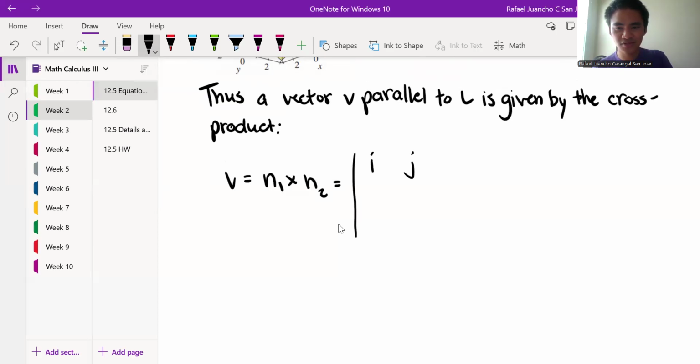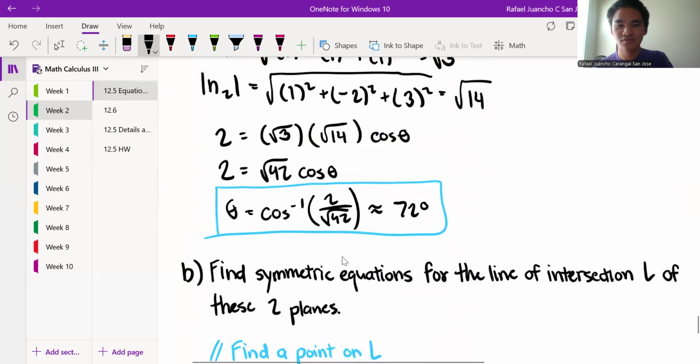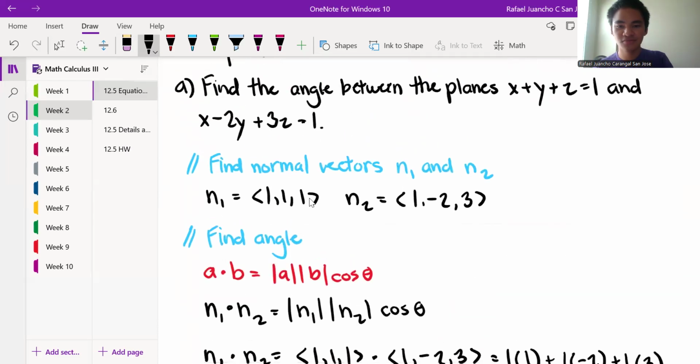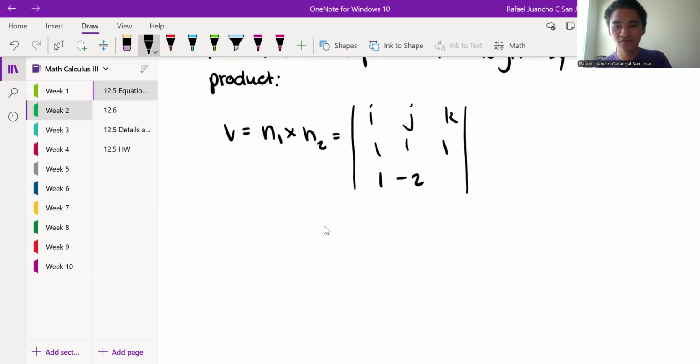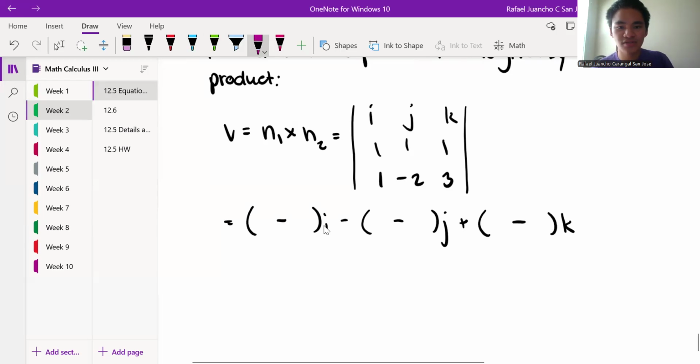So let's just do a cross product here. N1 is 1, 1, 1. N2 is 1, negative 2, 3. And then we can continue solving this. I'm actually just going to do that for practice. Plus, minus, minus, minus. So let's take out the i's.